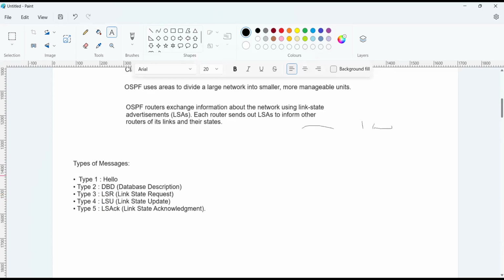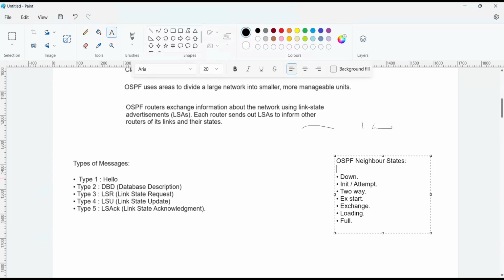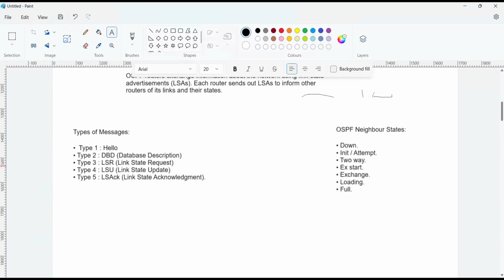And here we have the different types of states: down, init, two-way, exstart, exchange, loading, full. Init we also call attempt. We have 7 states, and the information passes through to the full state. We'll discuss how it happens.